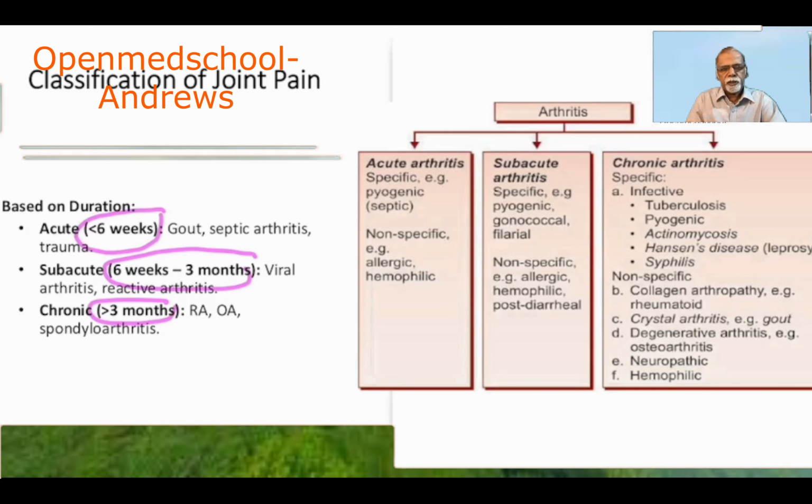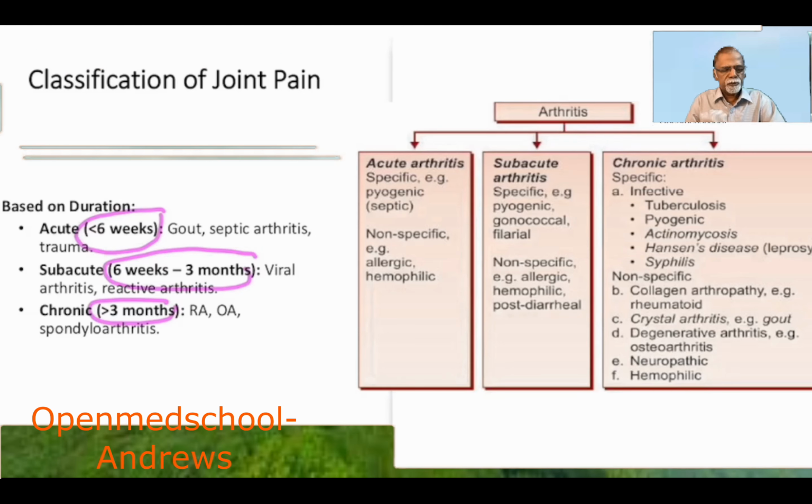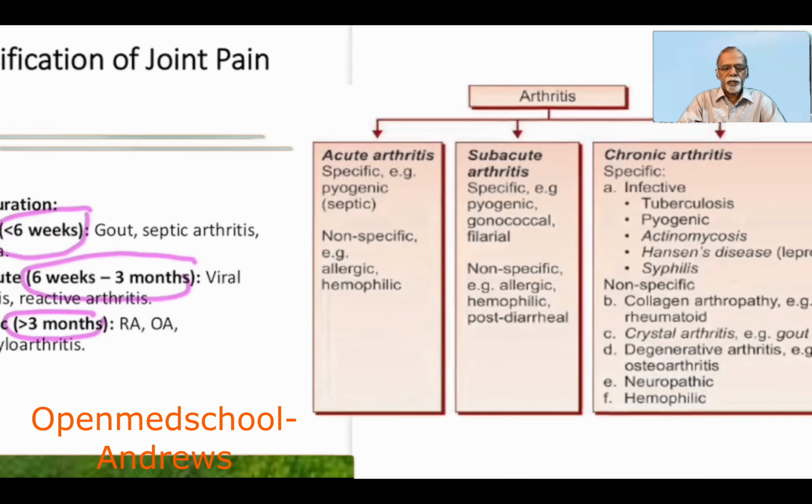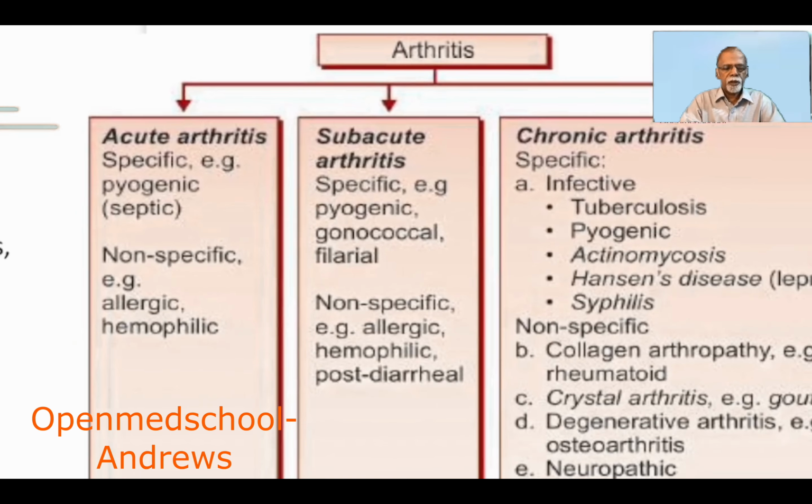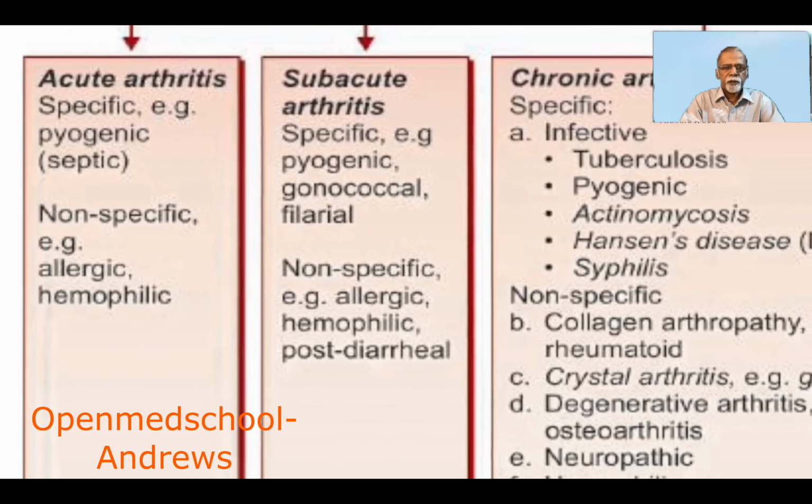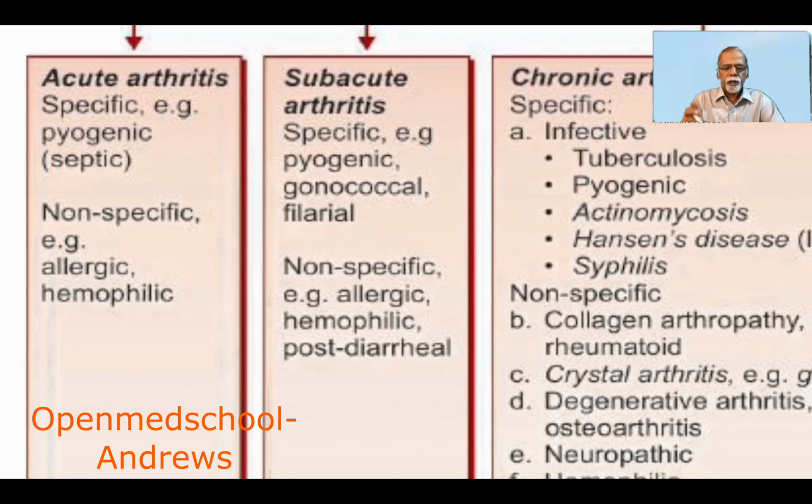The subacute ones, the viral arthritis and reactive arthritis, can extend up to 3 months. And the chronic ones, the classical ones, are rheumatoid arthritis, osteoarthritis, and the spondyloarthritis. So remember, you divide the arthritis into acute arthritis, subacute arthritis, and chronic arthritis.